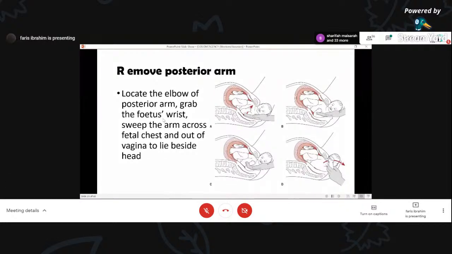So the next maneuver is remove the posterior arm. So apa macam ni you nak buat? You insert your hand inside and then you trace down from the shoulder down towards the arms and then towards the forearm, and then when you get the wrist, you hold the wrist, grab the wrist, and then you sweep the arm across the chest and you pull it out. So kalau you nak pull it out pun you kena hati-hati sebab there is a risk of brachial plexus injury. Okay, so this is the next maneuver.